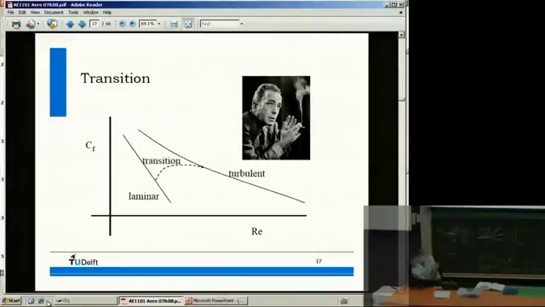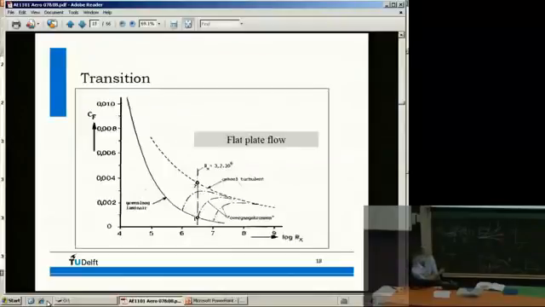Now, what does that mean for your friction drag coefficient? Well, we just showed that it is a function of Reynolds number for laminar flow. For turbulent flow, it's higher. What happens if the flow transitions, you go from this path to that path? So this is actually from experiments.